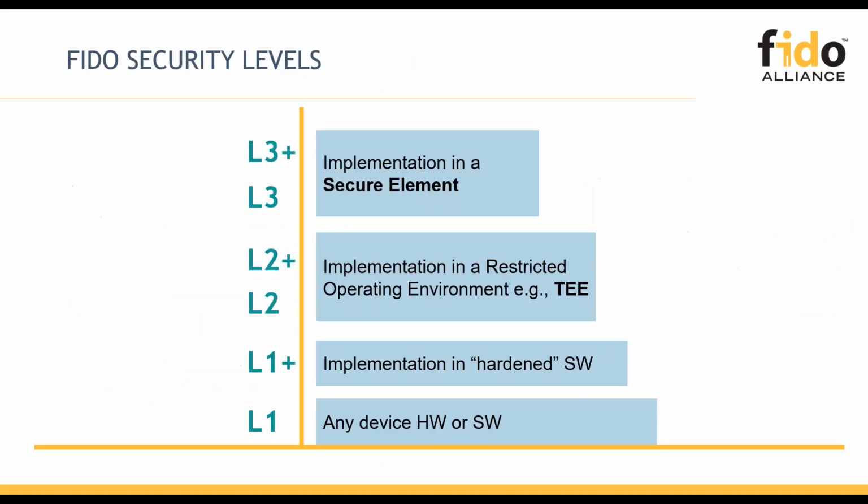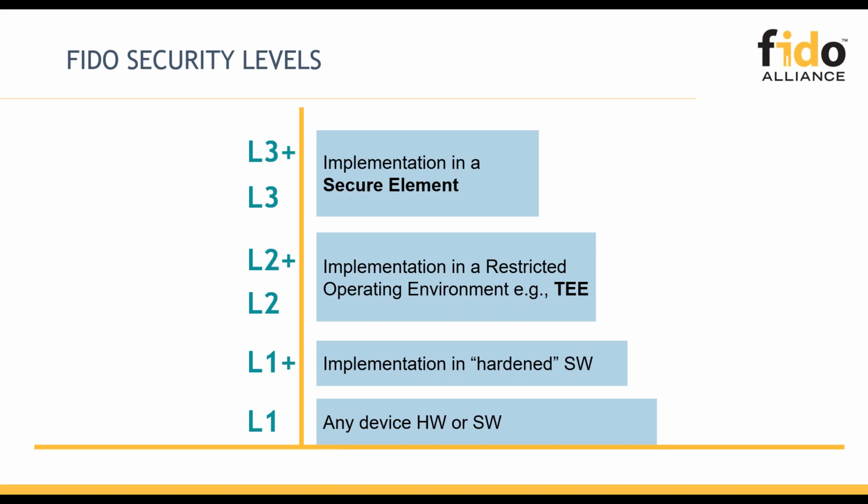Exploring this program a little further, we can see that we have 3 levels within the security program, and within each level is the base level and then a plus of that level itself. So building from the bottom up, we have level 1, which is any device, hardware, or software. And then we have level 2 that builds on level 1, where we're looking at implementations of a hardened software.